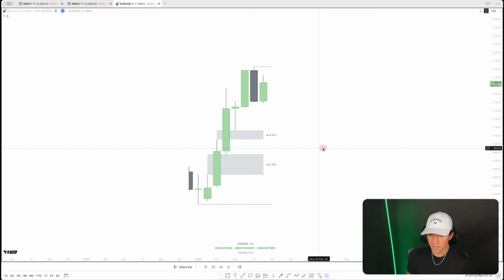One thing I actually haven't mentioned yet is how the indicator actually labels the type of fair value gap it is. So as you can see right here, it says MBAG. That stands for monthly breakaway gap. And what we know about breakaway gaps is that they are not expected to get retraced into. I have an entire YouTube video on this.